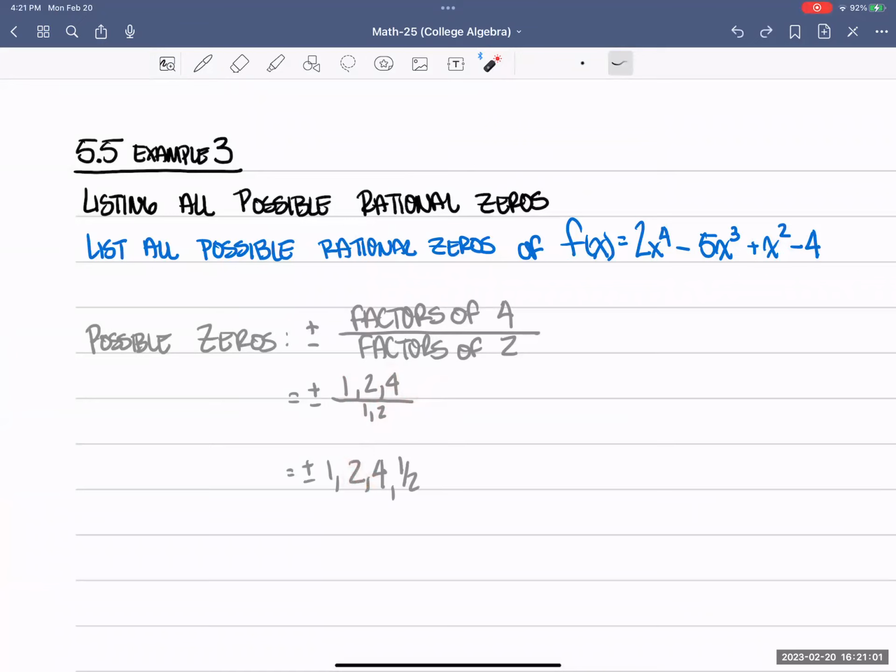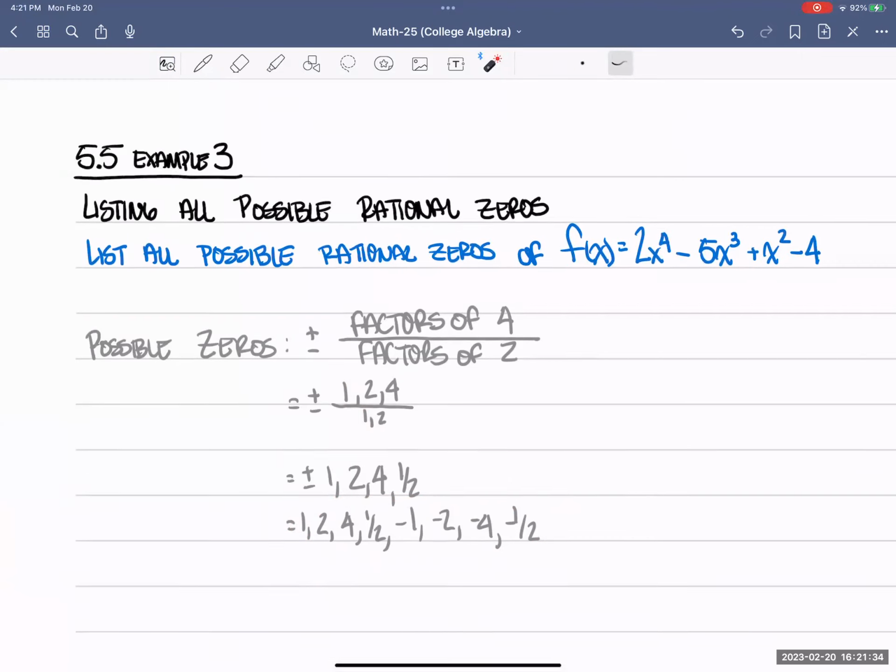So these are all the possibilities, or let's be a little more annoying and just write them all out. So positive 1, 2, 4, 1/2, and also the negative version of all of those: -1, -2, -4, -1/2. So those are all the possibilities that we could possibly use as zeros for this function. So we could try all of these or keep trying the easy ones until we could see numbers a little bit better. But those are all the possible zeros.